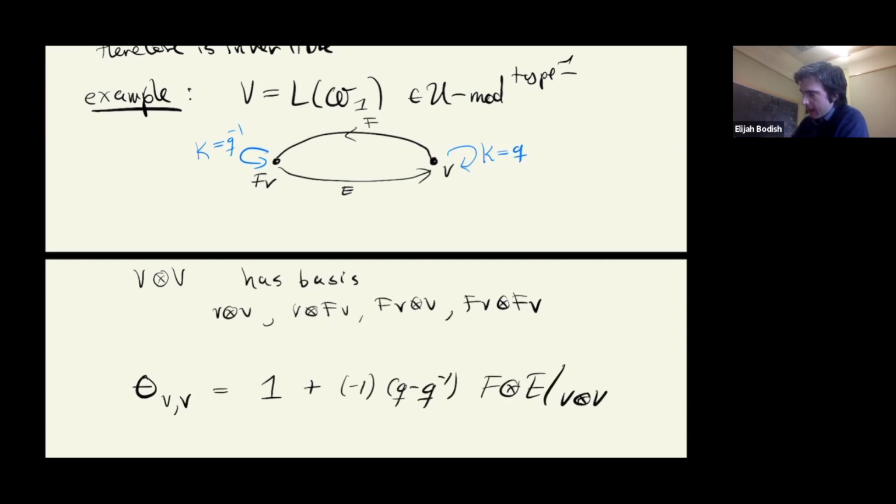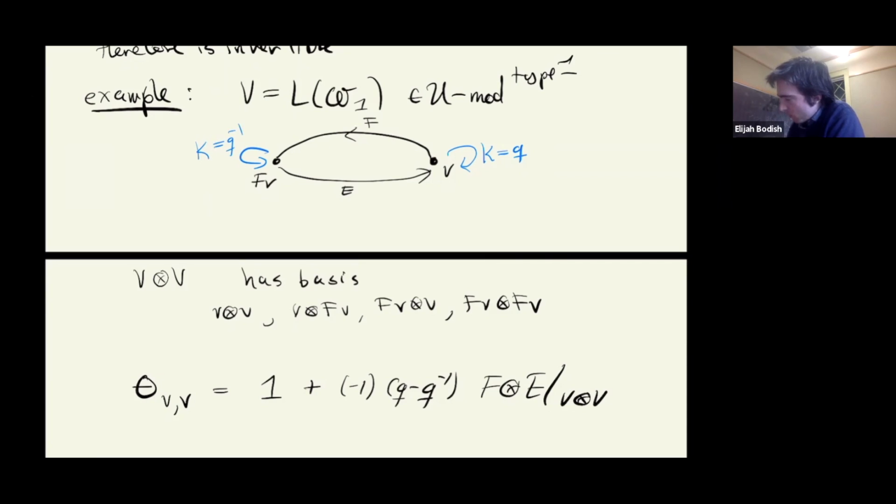The point is that F squared acts on V as 0, E squared acts on V as 0. And so basically theta VV is just made out of 1 and then a single term, this first term with F and E. And in that case, the n choose 2 term just gives me 0. And so I have Q to the 1, which doesn't appear. And then my quantum n factorial in the denominator is just 1 factorial, which also doesn't appear. So I just have the Q minus Q inverse.